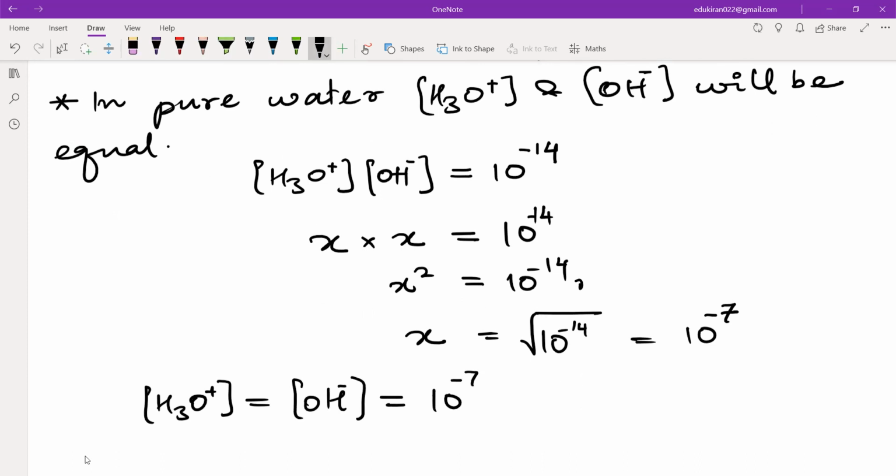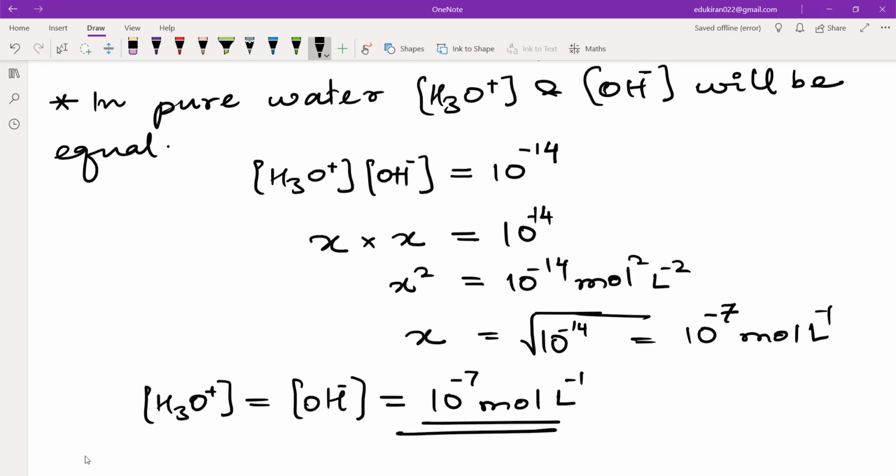But please remember, this is mole squared per liter squared. If I take a root inside this, it becomes mole per liter. So both of these concentrations will be 10 to the power minus 7 moles per liter. Okay, so write this down. Let me know if you're done.